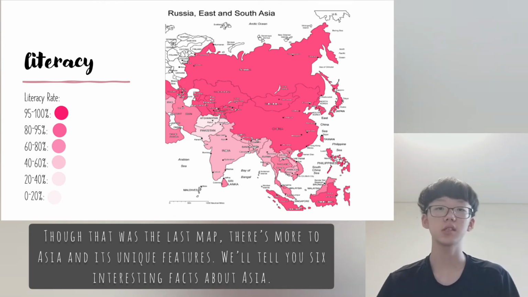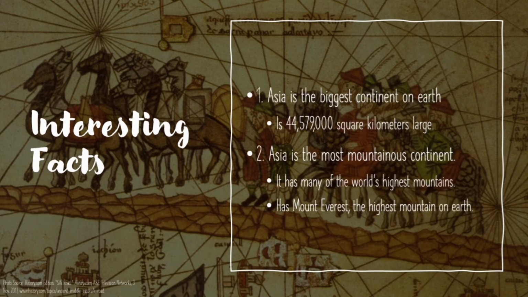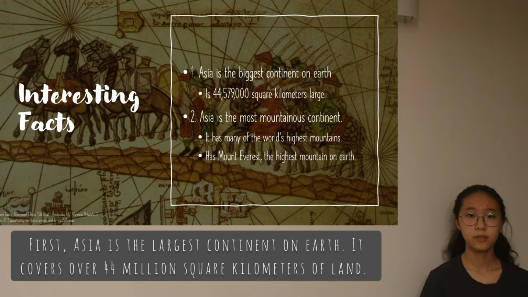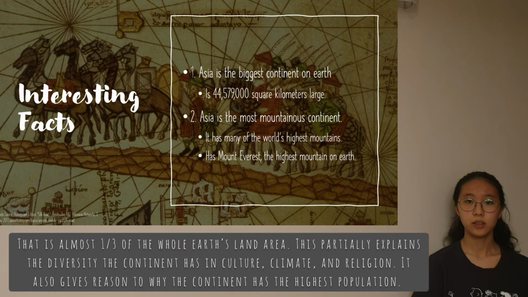We'll tell you 6 interesting facts about Asia. First of all, Asia is the biggest continent on Earth. It covers over 44 million square kilometers of land. That is almost 1/3 of the whole Earth's land. This partially explains the diversity the continent has in culture, climate, and religion. It also gives reasons why the continent has the highest population.